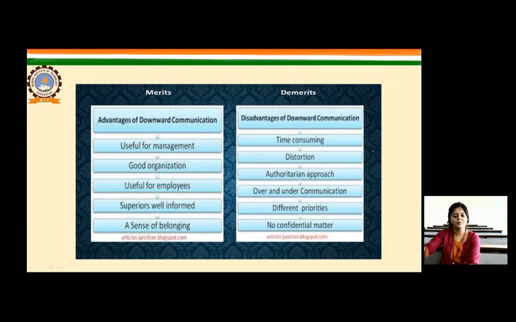So here, because everything the superiors are only deciding, the top management is firstly telling the superiors, and superiors are telling the workers. So there is nothing that the superiors or the middle managers will say that no, they are not aware of so and so thing. Then a sense of belonging.